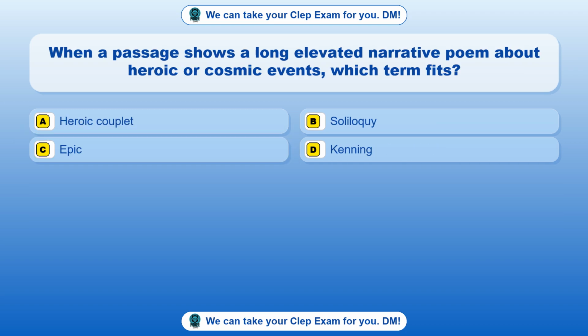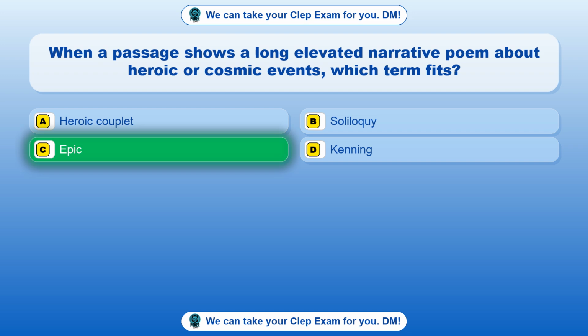Question 24. When a passage shows a long elevated narrative poem about heroic or cosmic events, which term fits? Option A. Heroic couplet. Option B. Soliloquy. Option C. Epic. Option D. Kenning. The correct answer is option C.